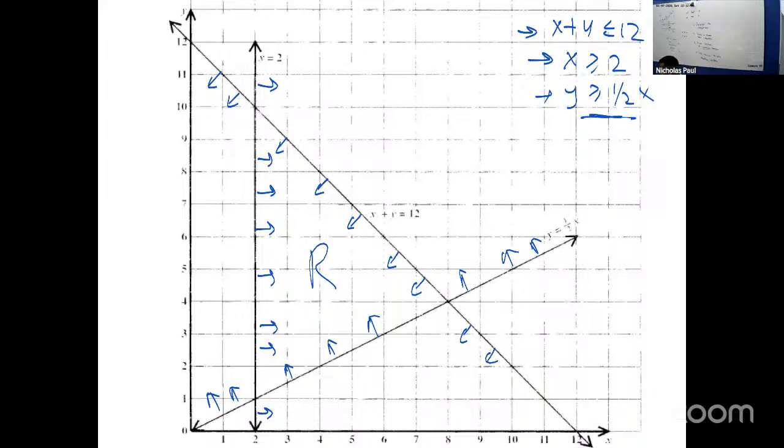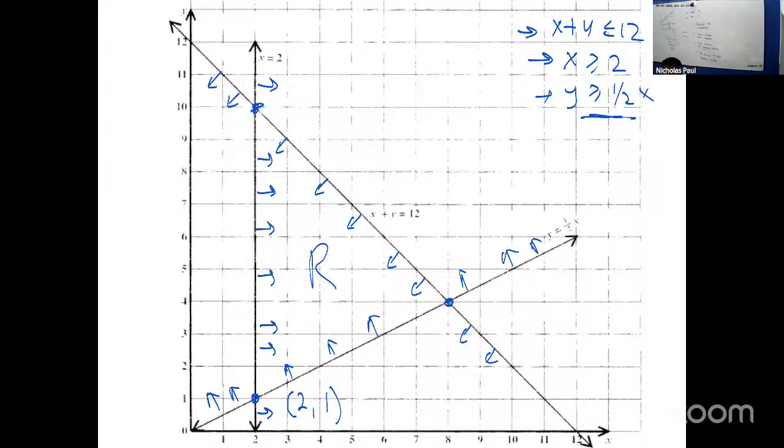Now we need to read the vertices off. Can you help me read those 2 points off? The one on the bottom left is what? 2, 1. What's the point above it? Can't pay attention, Brad. Mariah, what's the point above it?